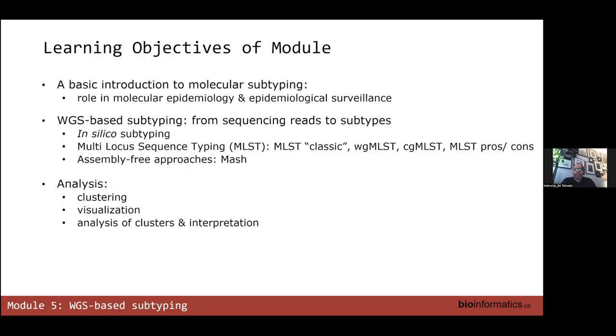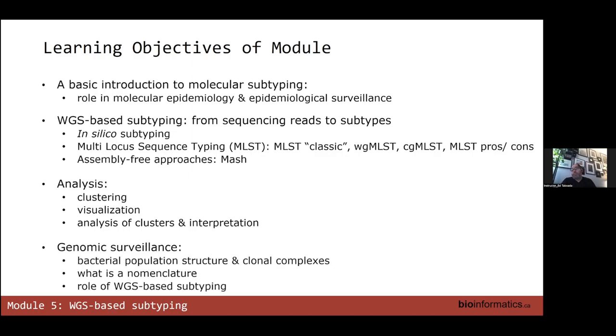Some of the analytical stuff, but I also wanted to talk a little bit about genomic surveillance in a broader context. Some of our previous speakers have spoken about data sharing and metadata. And I wanted to give you a bit of an overview of the surveillance that happened prior to COVID, where foodborne surveillance was really where a lot of the activity was happening. So I wanted to give you a little bit of that context.